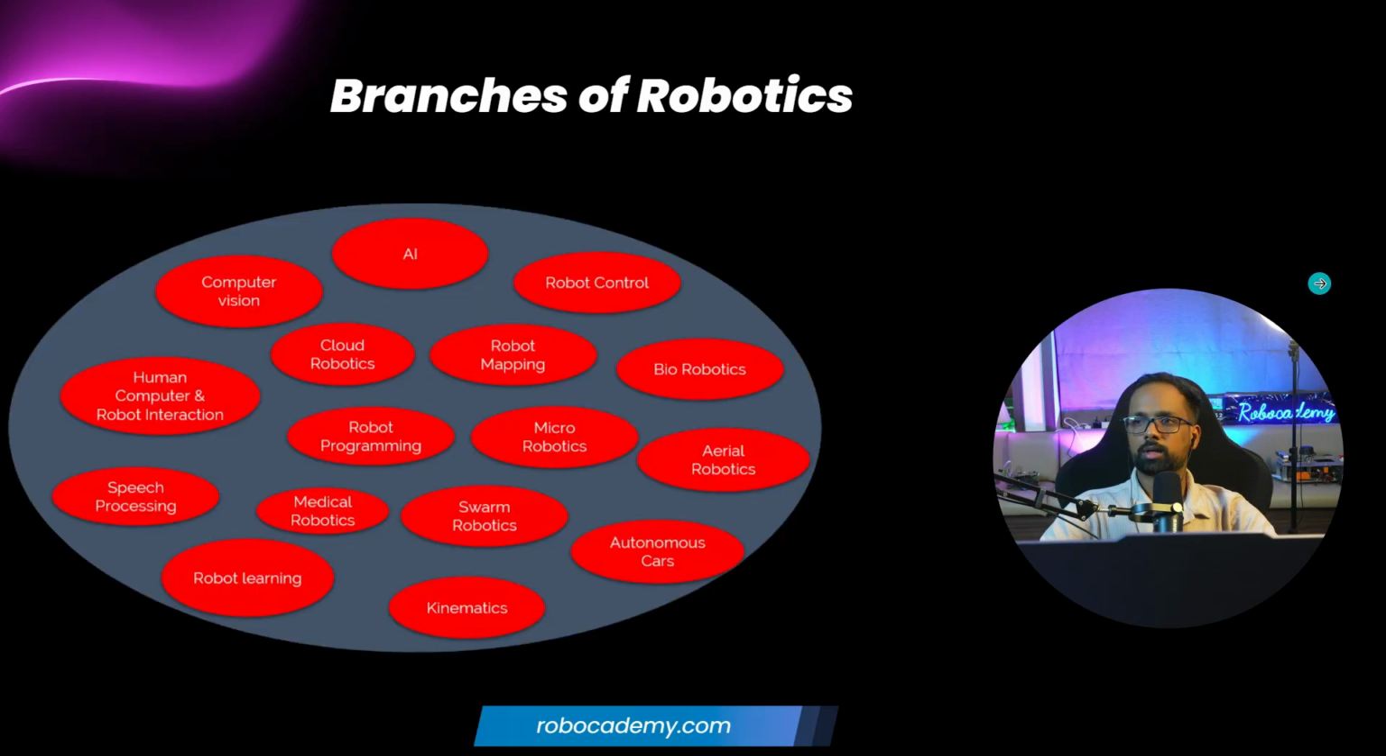I also included another diagram for showing other areas like cloud robotics, then robot mapping, even AI can come under robotics. So you may see specialization in robotics and AI. So it is the combination of these things. Then swarm robotics, aerial robotics, meaning drones, autonomous cars, then human computer interaction. I mean, the list actually continues. The list is actually very big, right?